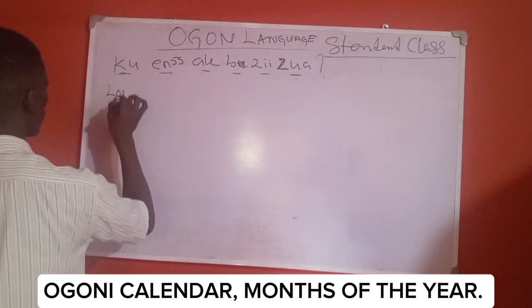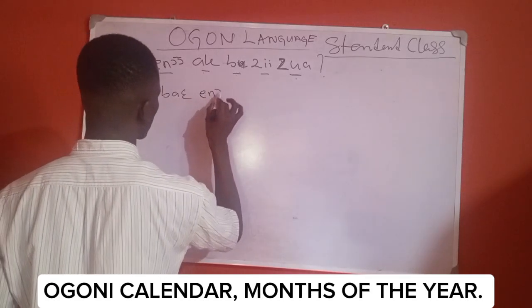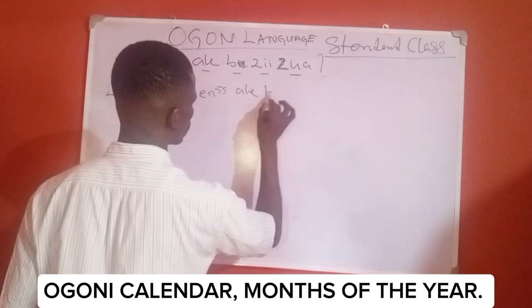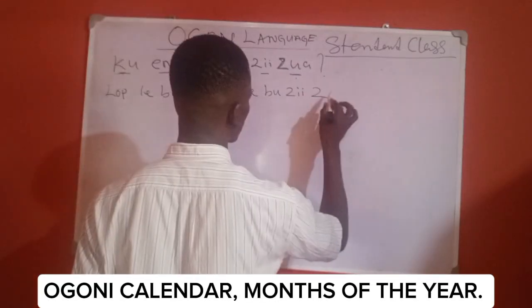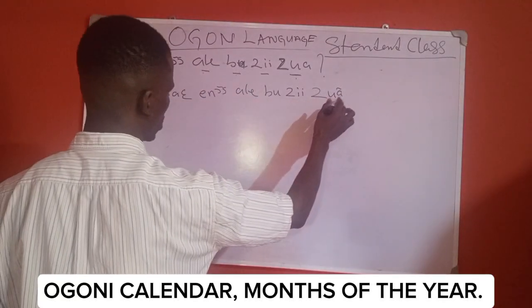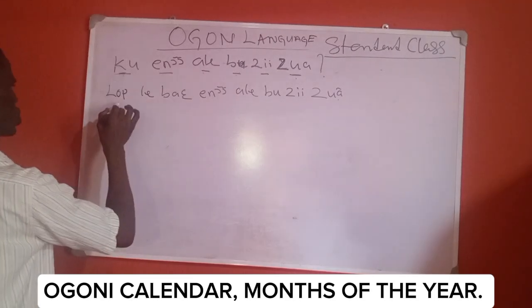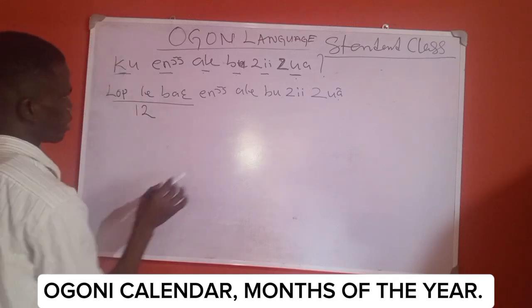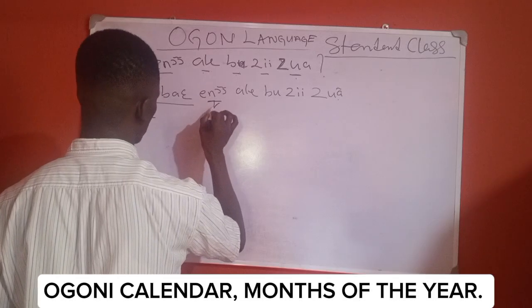The answer: Loble ba eno ale buzin dua, which is Loble ba, which is 12. Loble ba is 12. This is the same thing as month.